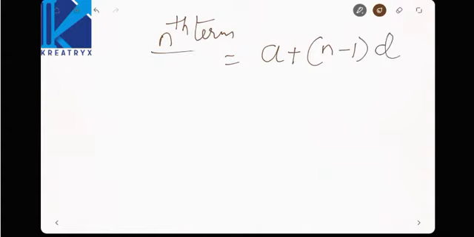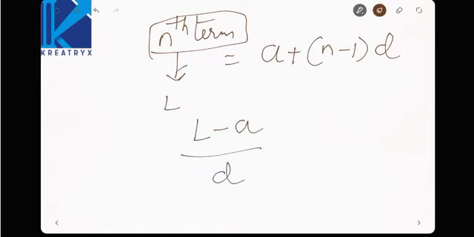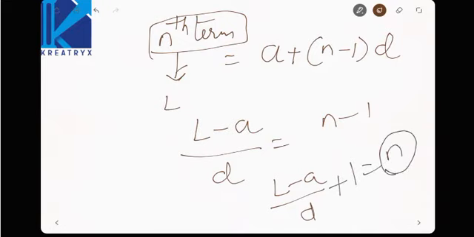If you know this nth term, then you can find out how many numbers are there between the first number and the nth term. If you consider this nth term as L, then L minus a, by d, is equal to n minus 1. So totally, (L minus a) by d plus 1 is equal to n. So you can find out how many numbers are there between those two terms. This is a way to find the number of terms in the series.